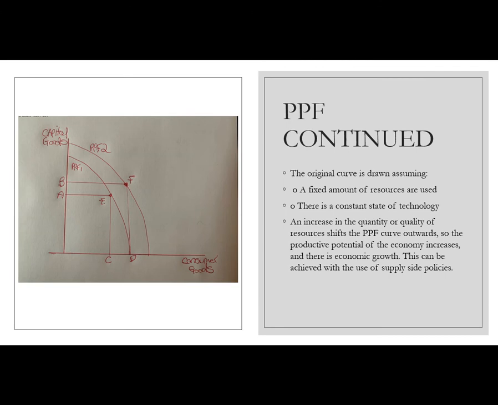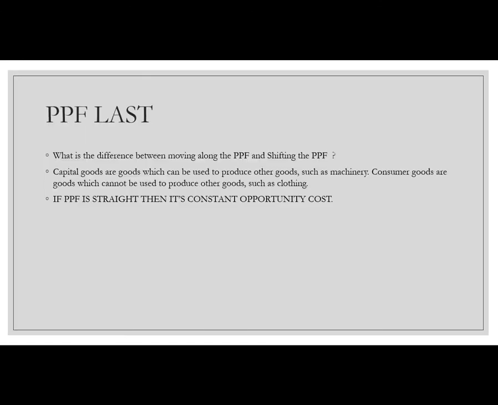If you're on the PPF, that means that you're allocatively efficient. If you're outside the PPF and you want to try and get there, then providing that you increase the quantity and/or quality of resources, you'd get a shift in the PPF, which would mean that you would have economic growth.